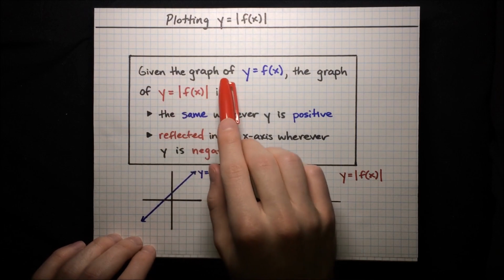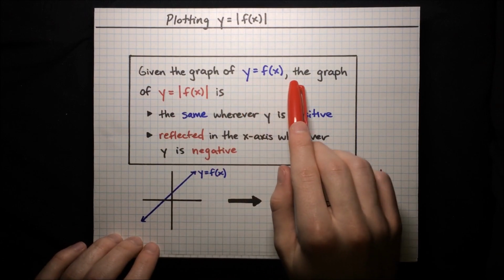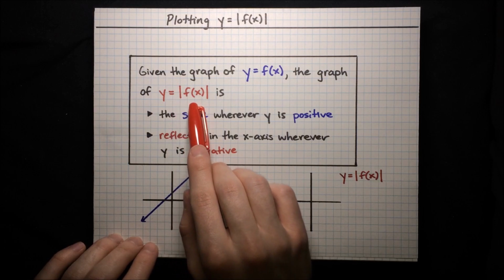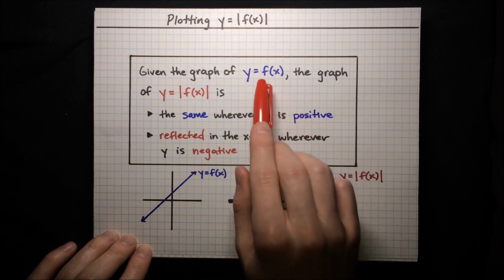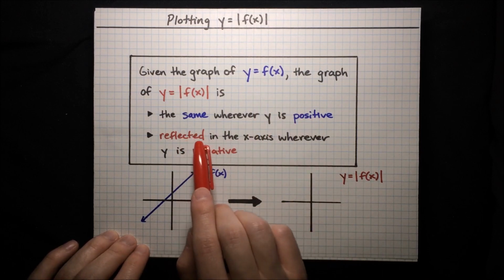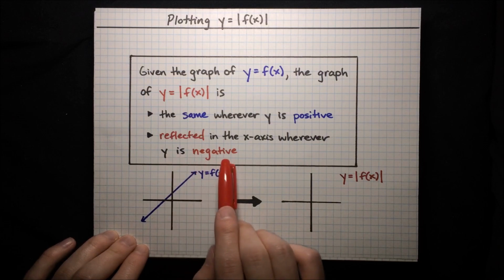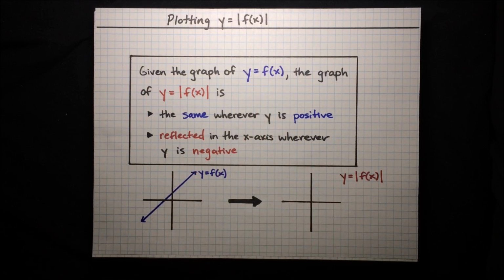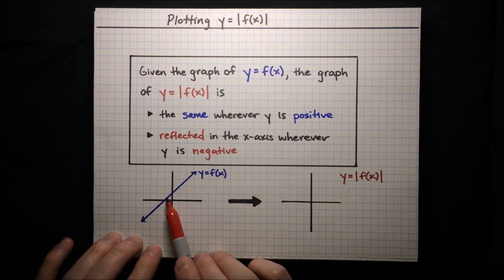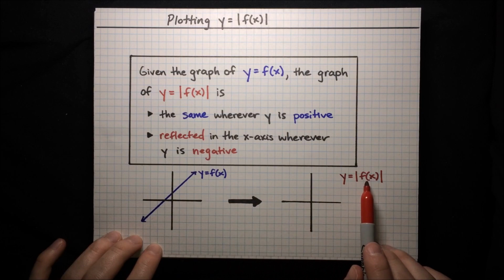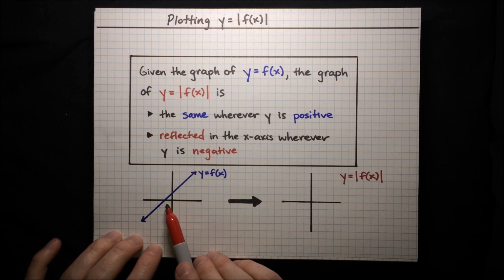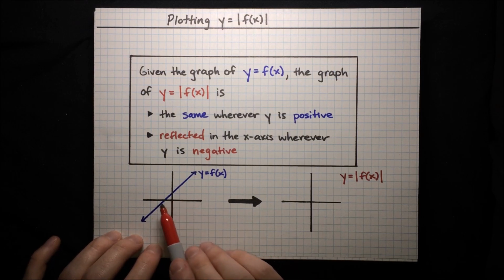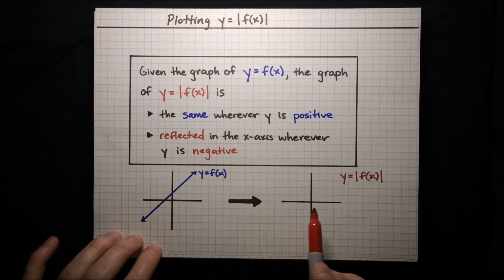If we're given a graph of any function, y equals f of x, then the graph of y equals absolute value of f of x is constructed this way. It's the same wherever y is positive on the original graph, but it's reflected in the x-axis wherever y is negative in the original graph. So knowing this, let's do another example a little bit more quickly. Say we have this function here, and we want to construct the graph of the absolute value of that function. So let's use this big idea to do that without having to go through the process of picking points and finding their absolute values and then plotting them.